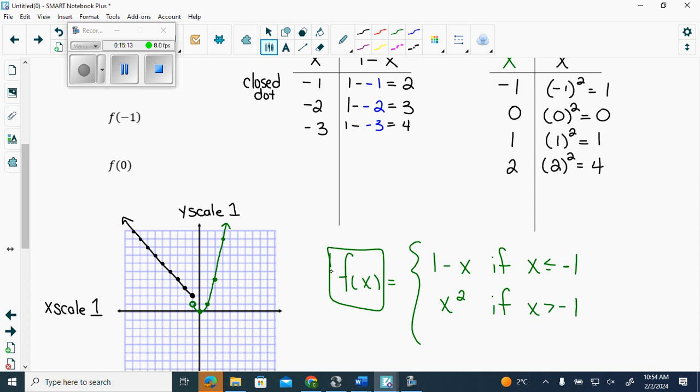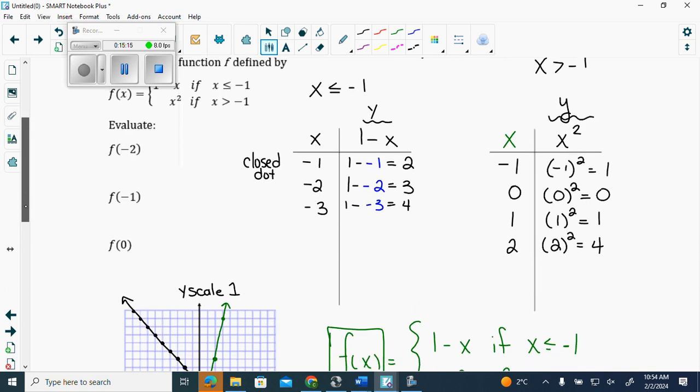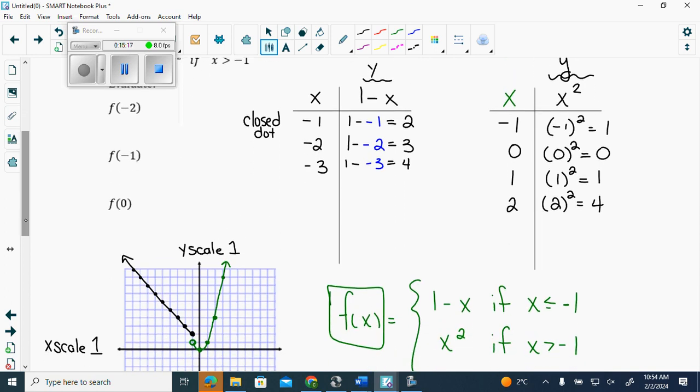All right. So we have to answer these questions here. So it says evaluate f of negative 2. So if I were to go onto my graph and find f of negative 2, now that I have it drawn, I would go, okay, negative 2 matches with what y? 3. So my answer would be 3. That's if I have a graph sketch.